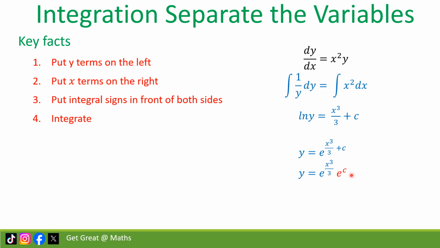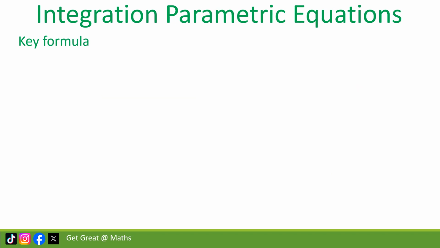From here, I've got a constant. So e to the power of any number is just going to be a constant. So we can replace this constant of e to the c with a capital letter A. So my general solution is y equals A e to the x cubed over 3. A is just a general term that we use to express a different constant. So this e to the c has a value of A, so we can just write it here.